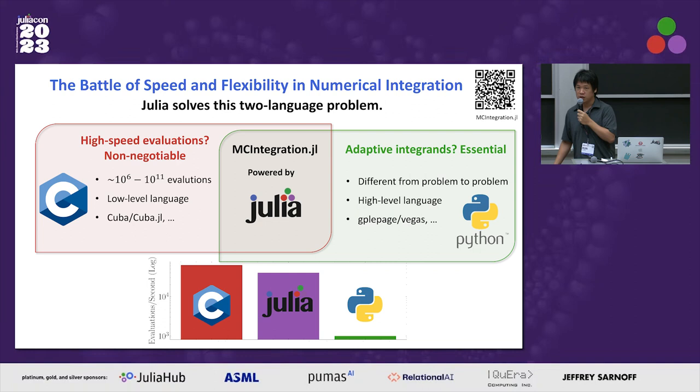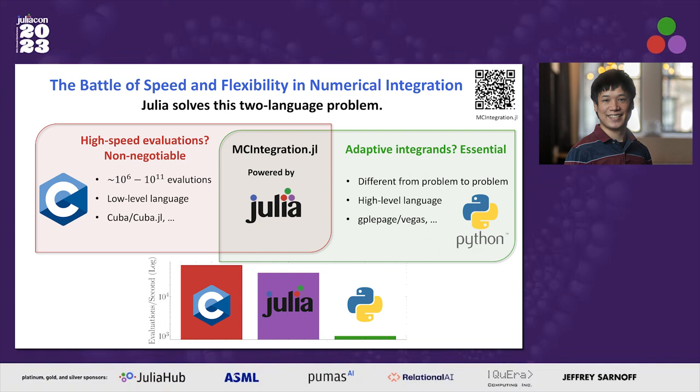To do a numerical integration, basically you need to write down a user-defined integrand and then use the package to evaluate your integrand a million or billions of times. So there are two costs: the human labor cost to implement the integrand, and the computation cost to actually evaluate it. Both are very important.